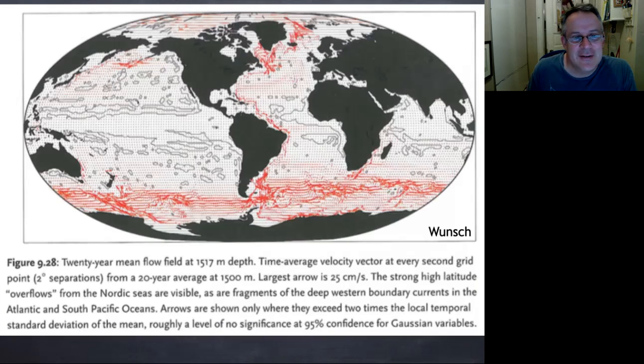Okay, so we can also see there's some complexity coming from exchanges with the ACC, lots of weird other deep western boundary currents. Here's a deep western boundary current in the Pacific as well. Lots of things to think about.